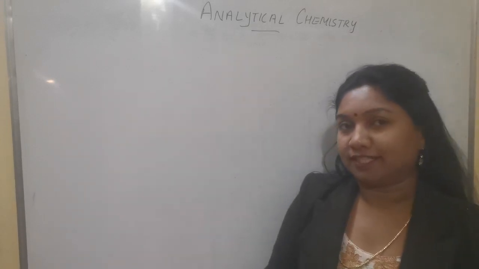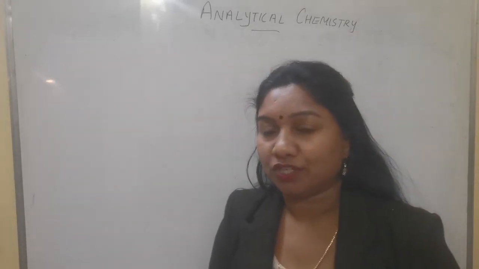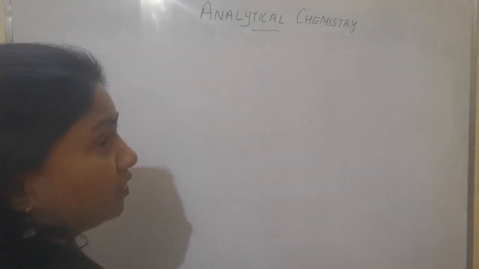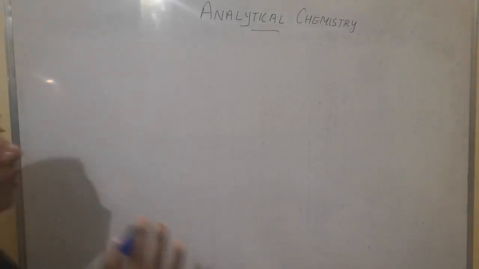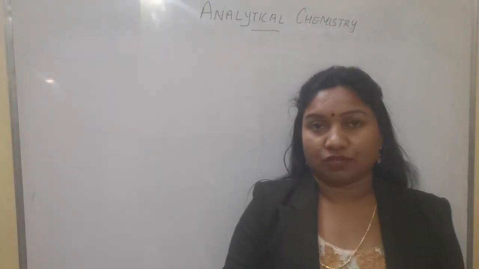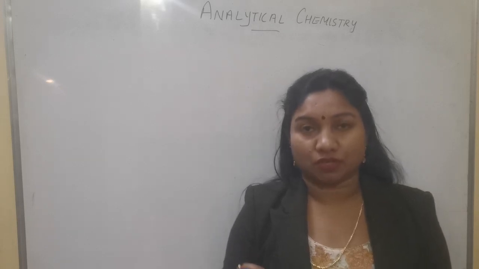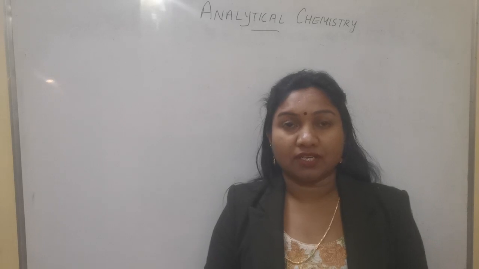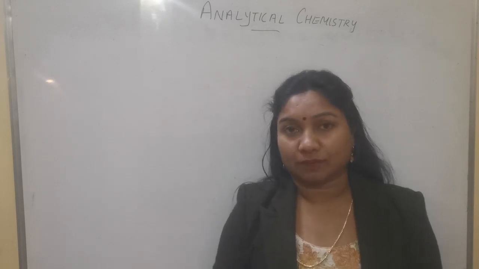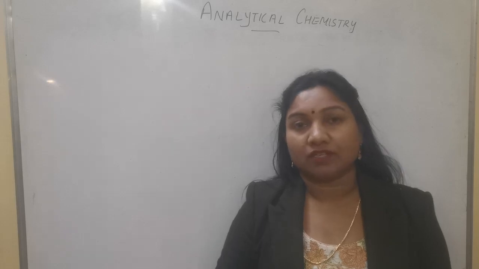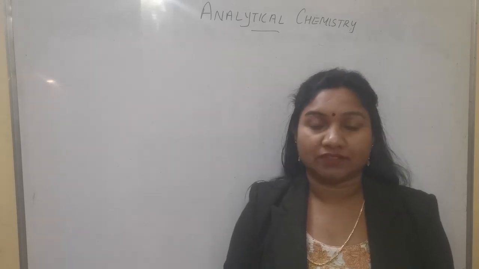Today we have to see the action of ammonium hydroxide reagent on certain salt solution. In our previous video we discussed the action of sodium hydroxide on certain salt solution, and we saw what type of precipitation occurred and observed the color of the precipitate. On that basis we could identify what salt is present in the given sample.